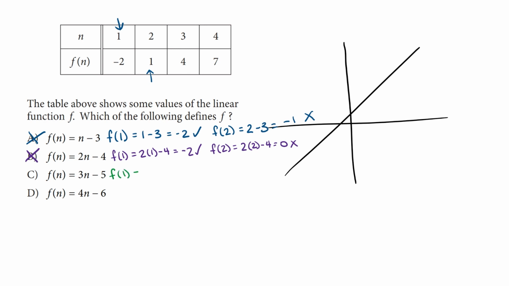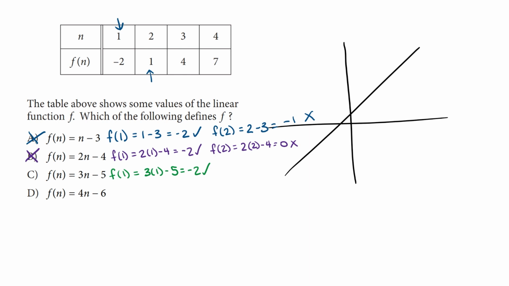F of 1 for letter choice C is going to be 3 times 1 minus 5, which is negative 2. And you see, each of our first ones are equal to negative 2, which is why if we would have just started at A, done that, picked A for our answer choice, we would have gotten it wrong because we don't continue to check.